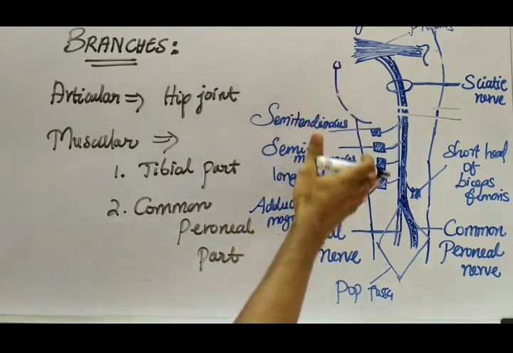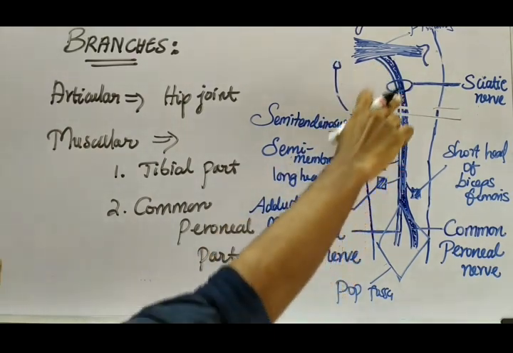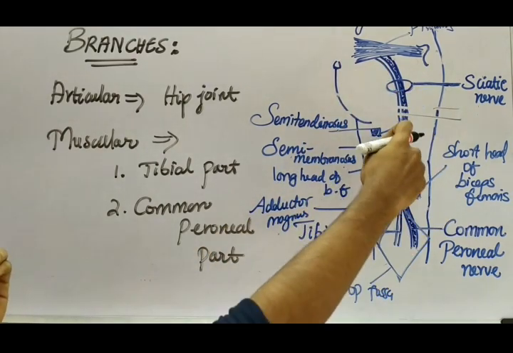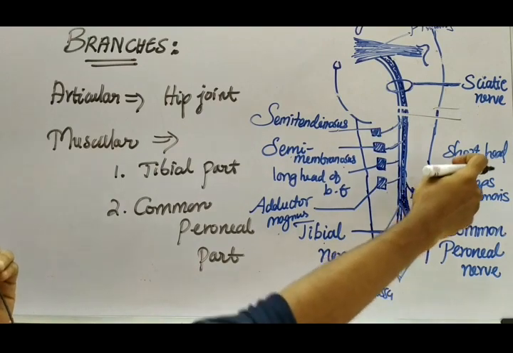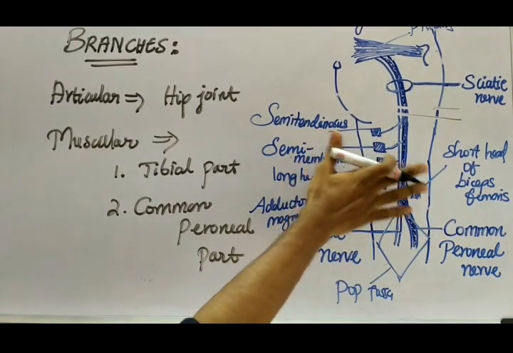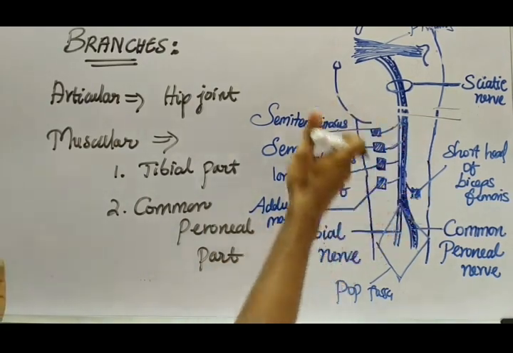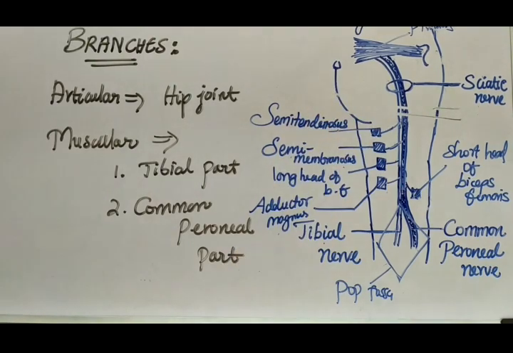The hamstring part of the adductor magnus is supplied by the sciatic nerve, and here the common peroneal nerve, that part supplies the short head of biceps femoris. This is what the branches it gives in the posterior compartment of thigh. Both the parts together supply all the hamstring muscles which are present in that region.